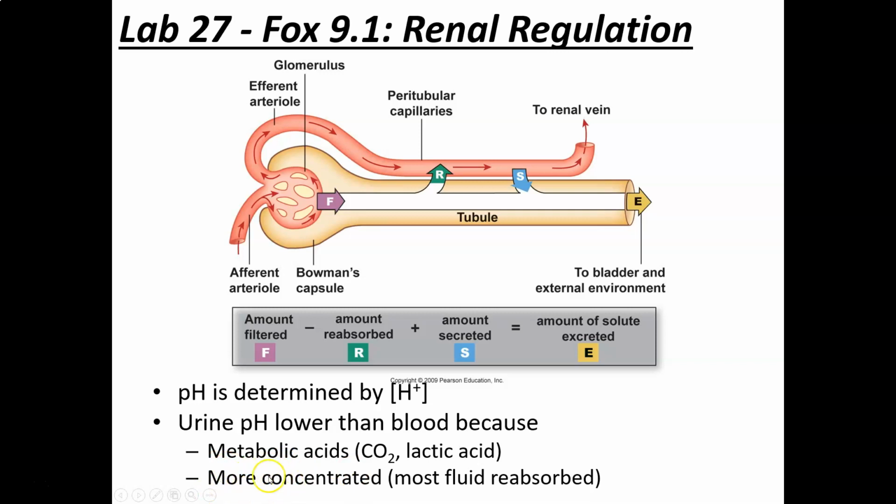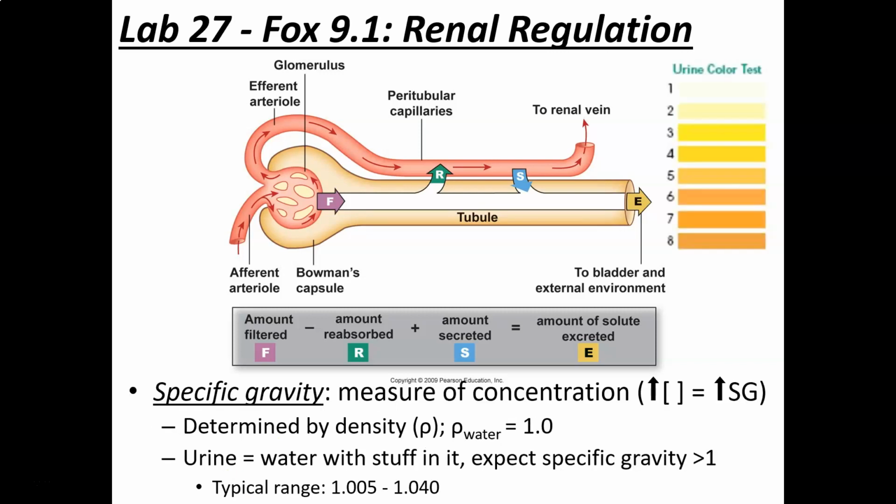But the urine pH typically tends to be lower because it's more concentrated. And that's, again, because we reabsorb most of the fluid back, but we don't typically reabsorb the same amount of hydrogen ion. So the hydrogen ion becomes effectively more concentrated. And if the hydrogen ion becomes more concentrated, then the pH is going to drop, right? So pH is going to go down. So that was that. The specific gravity is a measure of the concentration of your urine.